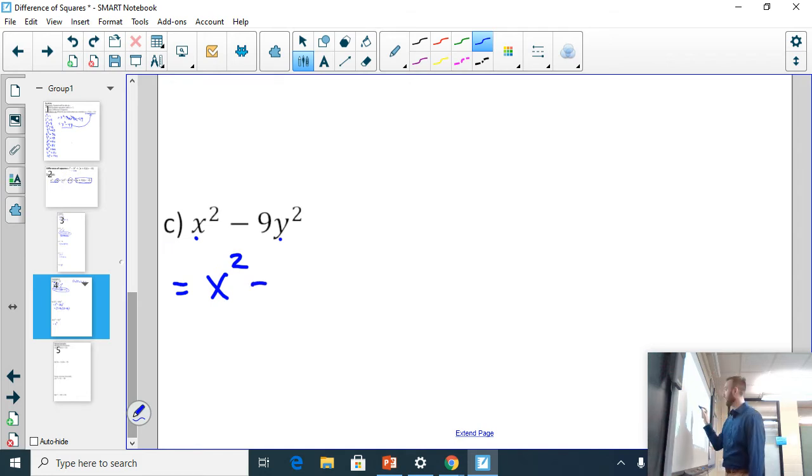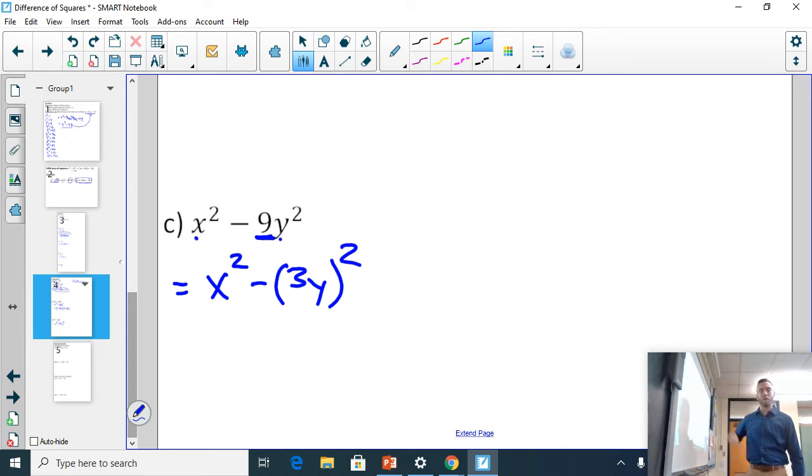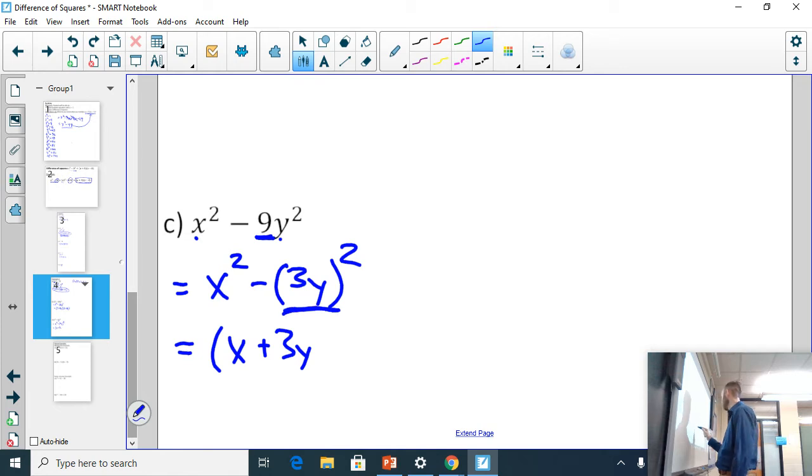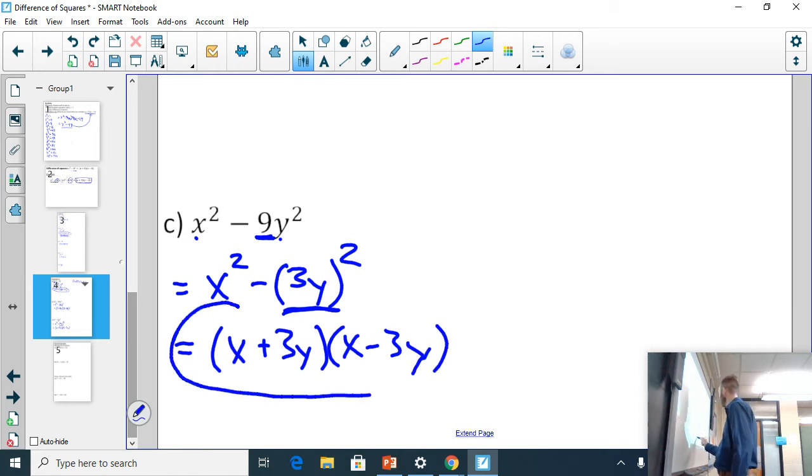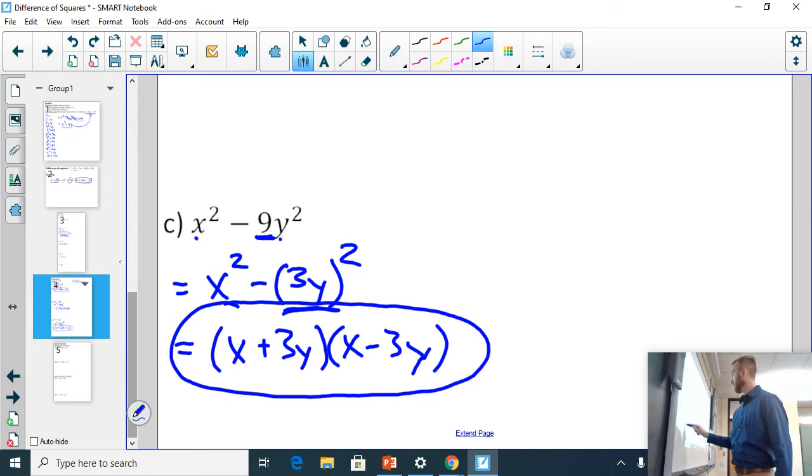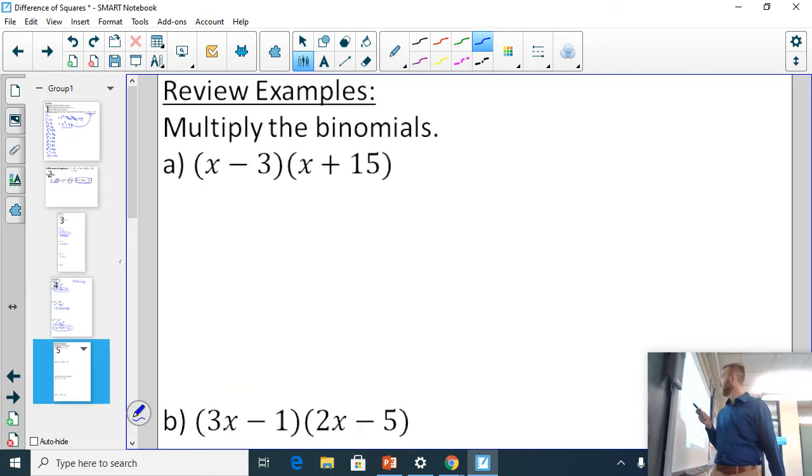Ooh, and now we have this thing again where we have a coefficient out front, but 9 is also a perfect square. 3 squared is 9. But we need to tag that y onto there too. And so now we just follow that formula. That would be x plus 3y, this whole thing, and x minus 3y. And you would definitely have to get used to doing something like those ones.